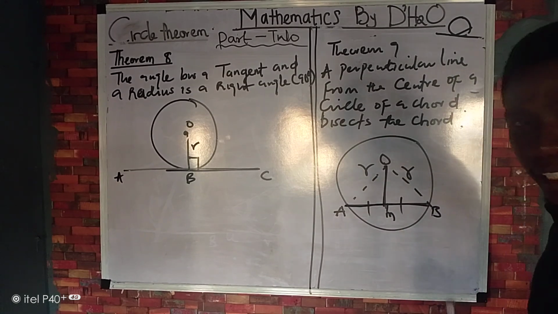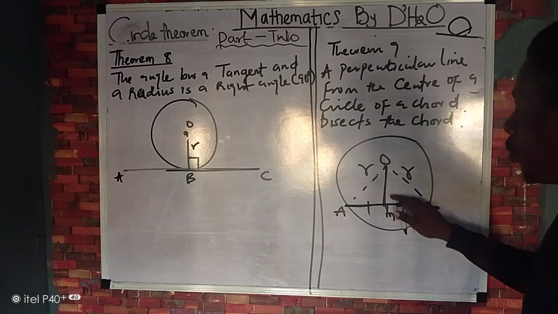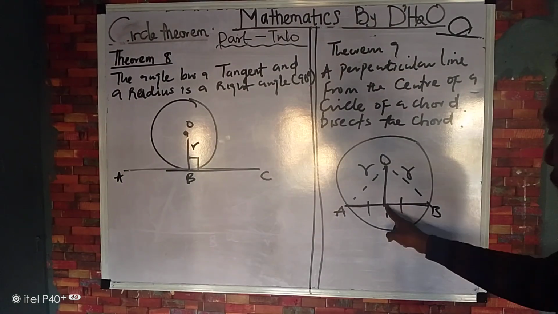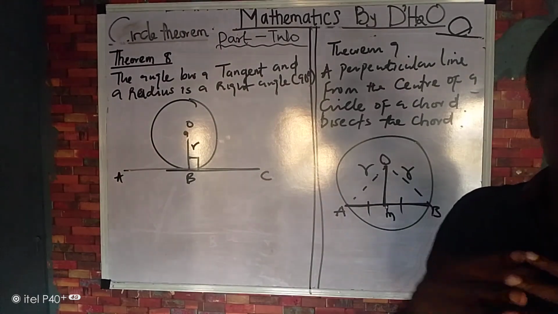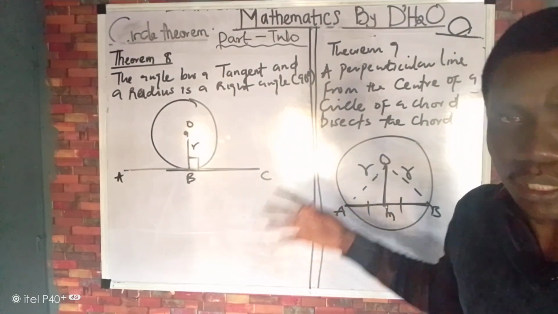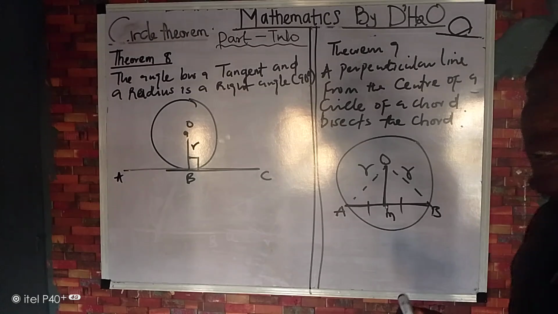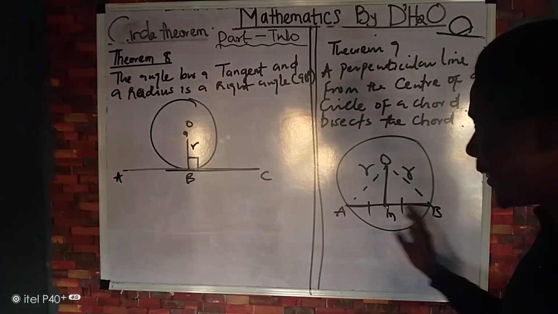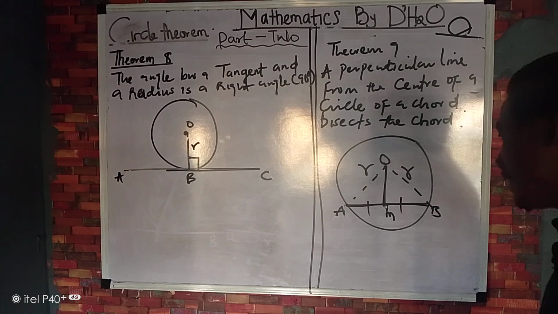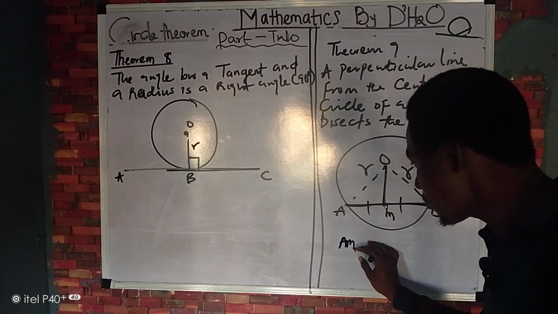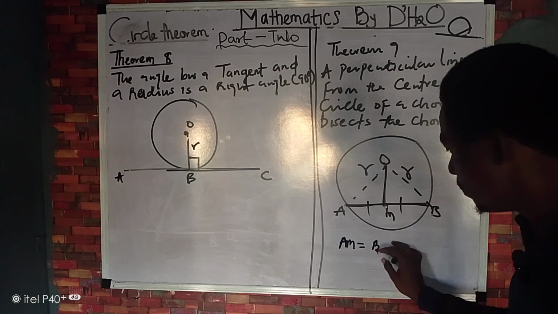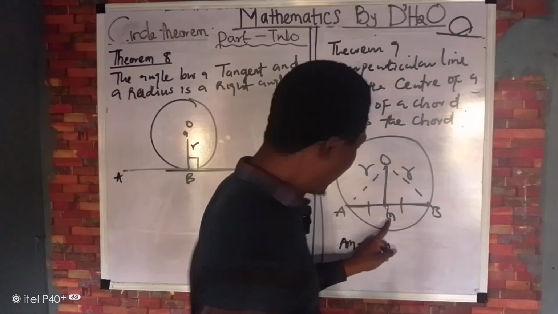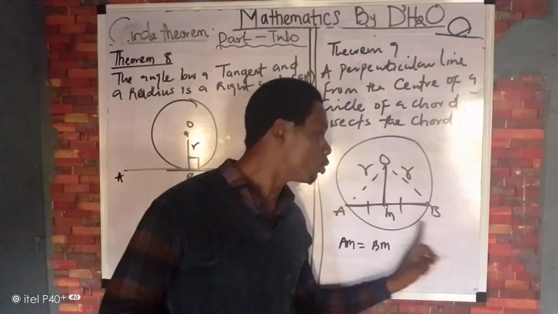What they are saying here is that this perpendicular line that originates from the center of a circle to meet the chord bisects the chord into two equal halves. What does that mean? It means that if the length of the chord is 20 meters, it will now be 10 meters here, 10 meters here. So we can say that AM is equal to BM. That is to say, the length from A to M is the same as the length from B to M.